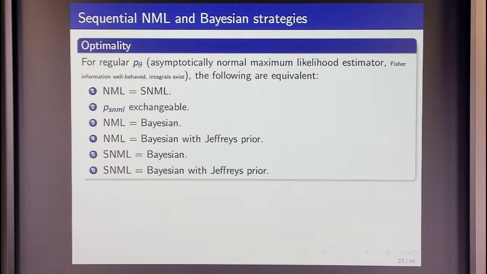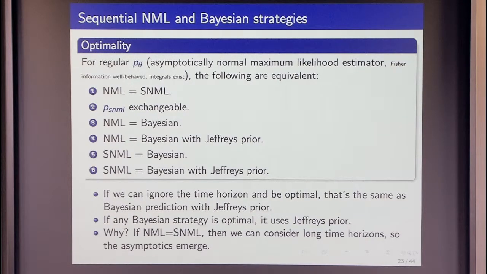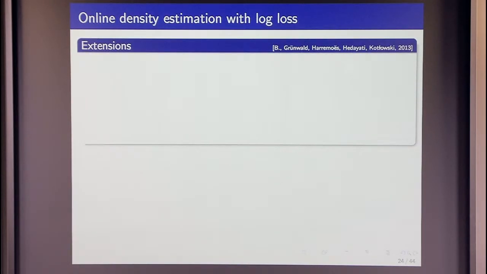And the same thing can be said for sequential NML. So, Jeffreys prior is it. This is telling us that if we can ignore the time horizon and still be optimal, then we should. That's the same as doing a Bayesian prediction with Jeffreys prior, and Jeffreys prior is essential here. And Jeffreys prior really arises, in two words, because the asymptotics pop out: exchangeability means we can go off to infinity, and the asymptotic normality is what makes Jeffreys prior the right thing in this setting.